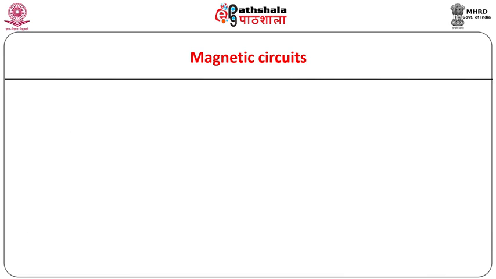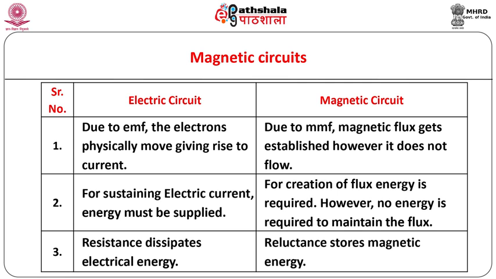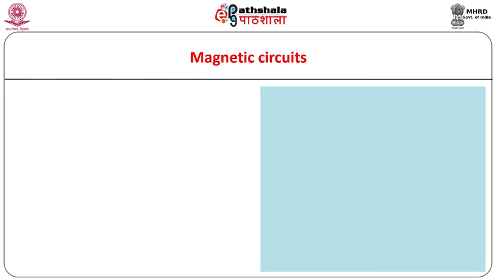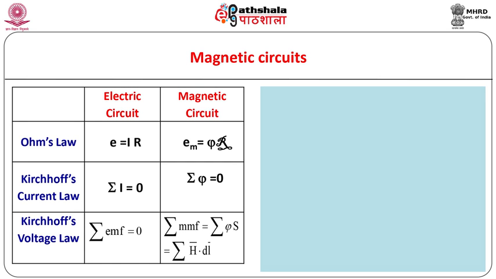Electric circuit forms a closed path through which electric current flows. Similarly, in a magnetic circuit, magnetic flux lines are continuous and form closed paths. One should note some of the differences between electric and magnetic circuits as shown. We have magnetic analogues of Ohm's law and Kirchhoff's law, which are as shown.